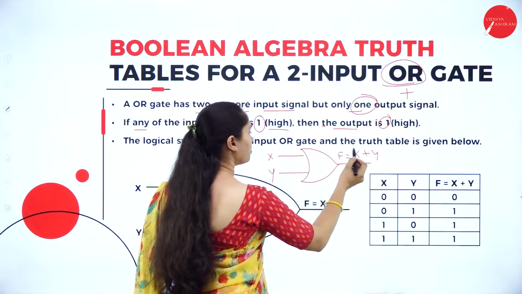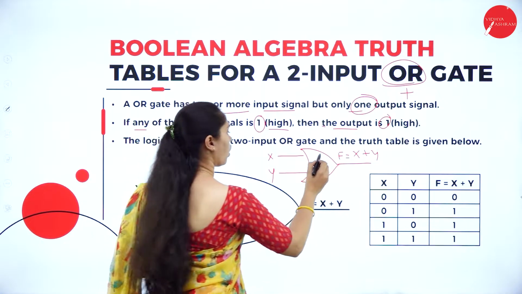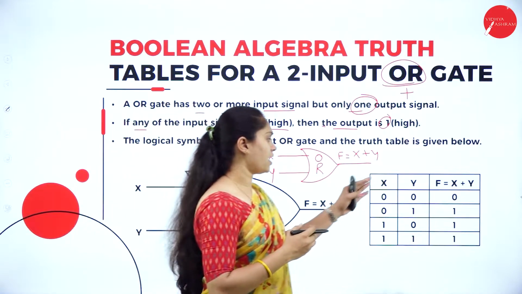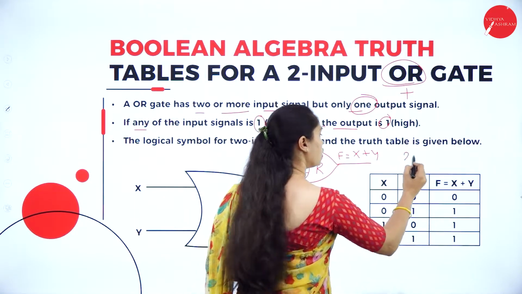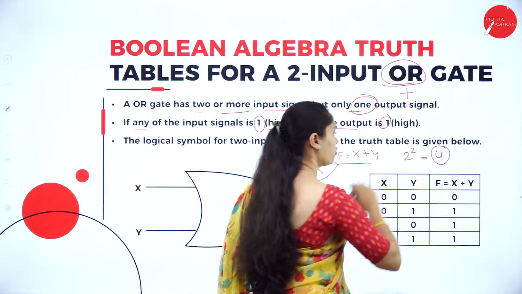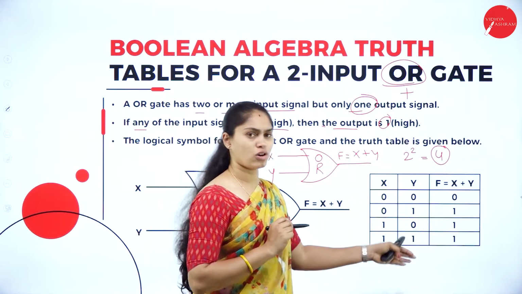X plus Y. By adding, we are going to get this OR gate. Okay. Then how will be the truth table for it? Again, I am taking 2 inputs. If it is 2 power 2, then it will be a combination of 4. That's why we are going to have 4 combinations here.